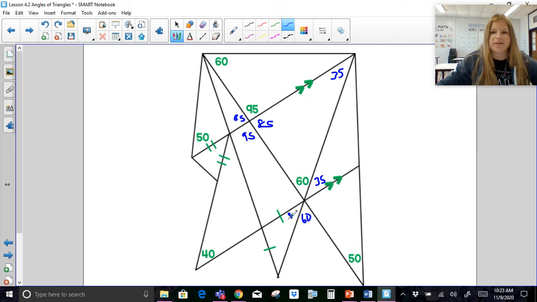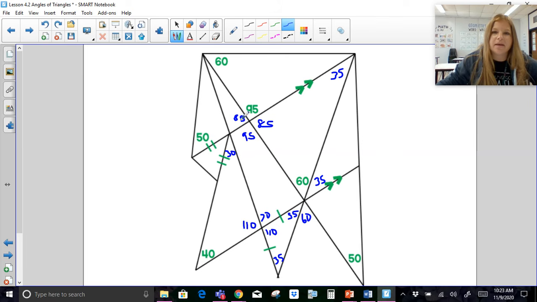So then this angle is also 35 because it's vertical to that. These are base angles. 35 plus 35 is 70. Subtracted is 110. This is a vertical angle with 110. This is then 70 to make that linear pair. 110 and 40 is 150. Subtracted, this would be 30. Okay, so let's see where we keep going on this.